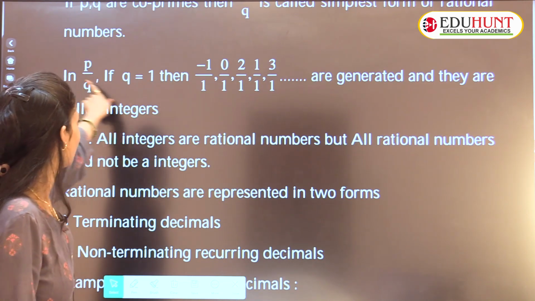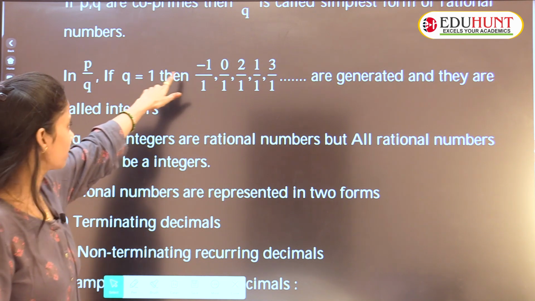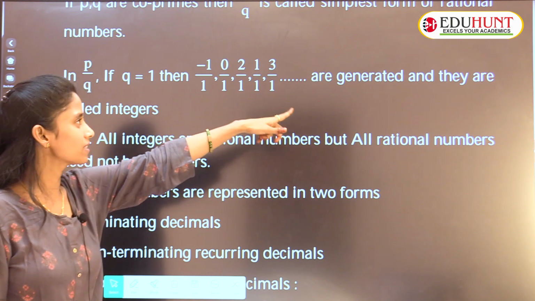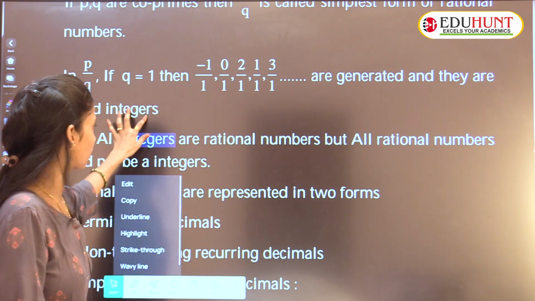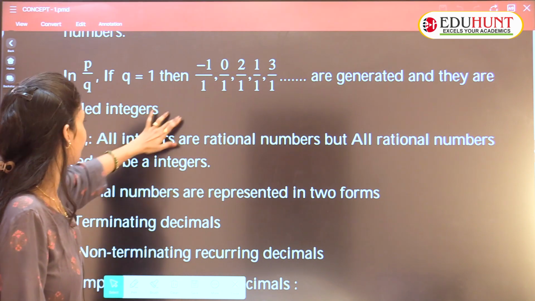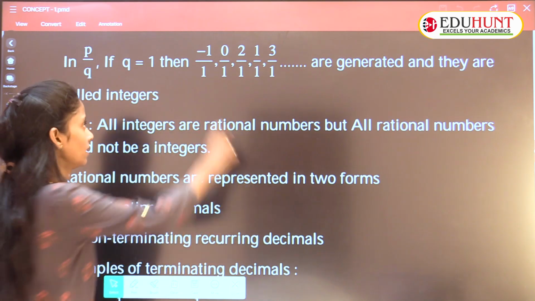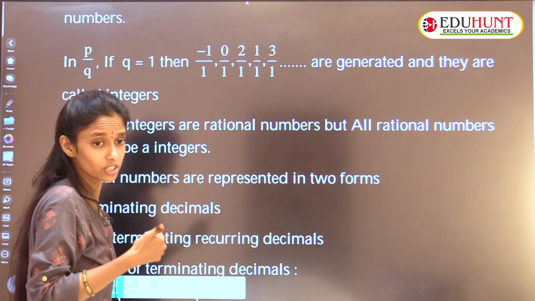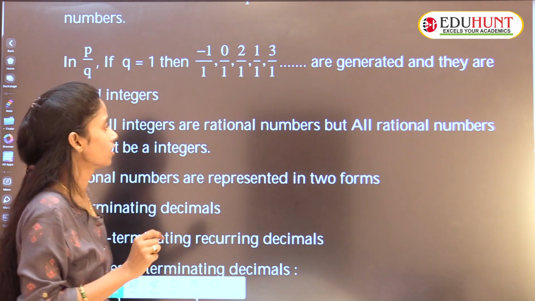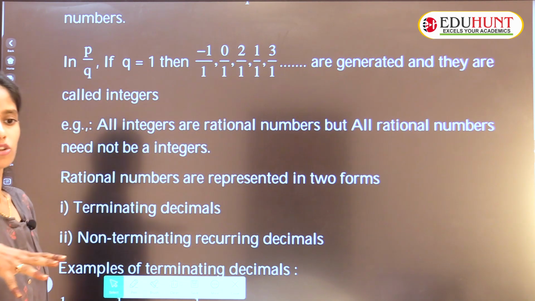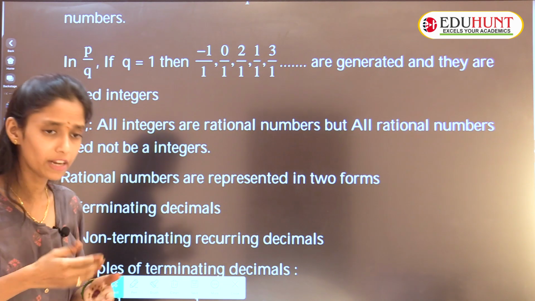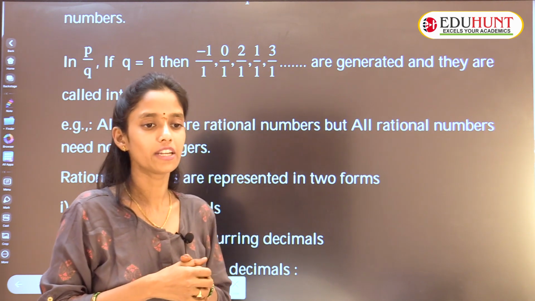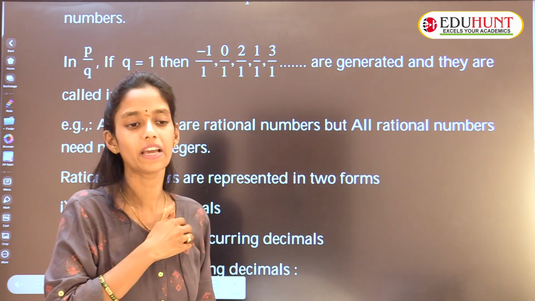So the example here, P by Q, Q equal to 1, put it: minus 1 by 1, 0 by 1, 2 by 1, 3 by 1 are generated. They are called integers because we use all integers here. If you see, we use negative numbers, we use 0, I told you the numerator can be 0, and positives also we use. So here rational numbers always accept integers, but again I am telling you children, the denominator should not equal 0. If the denominator equals 0, then you will not find any solution.